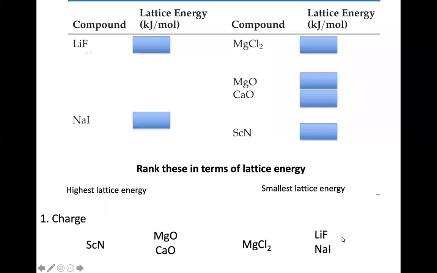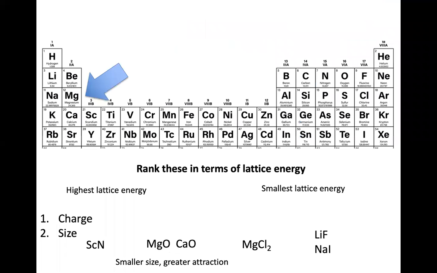We've been able to come up with a pretty good analysis for the lattice energy simply by using the periodic table and identifying the charges. But now we've got a couple that are tied. We want to break those ties. So the second variable we're going to look at is size. The smaller the size for the cation and the anion, the closer they can get together and the larger the lattice energy. The smaller the size means that positive and negative charges can get closer together, and that leads to a greater attraction.